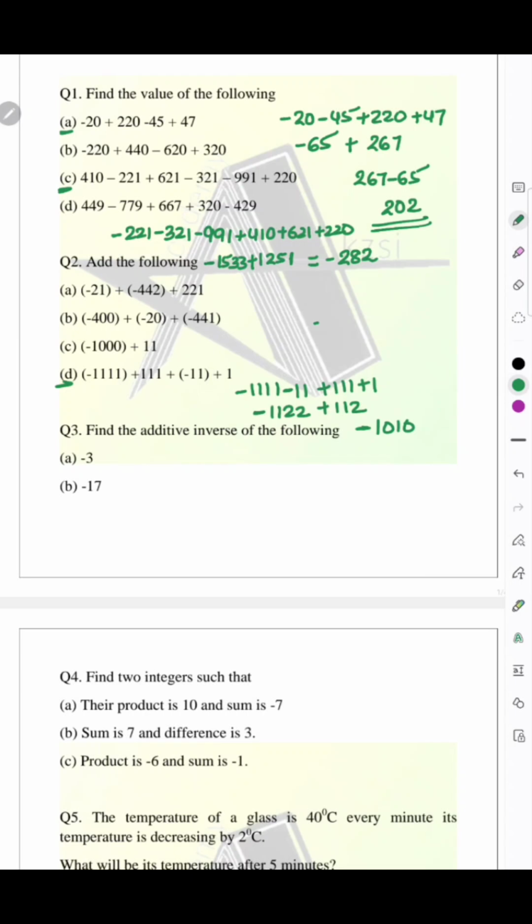Question 3 says we have to find the additive inverse of the following. I have already explained additive inverse: what number should I add so that my number will become 0. Whatever number I add to the given number, my answer should be 0. So clearly for minus 3, I should add plus 3. That will make it 0. In other words, additive inverse is just reversing the sign, the opposite sign. Negative will become positive, positive will become negative. So in this case, negative 3 will become positive 3, and negative 17 will become positive 17.